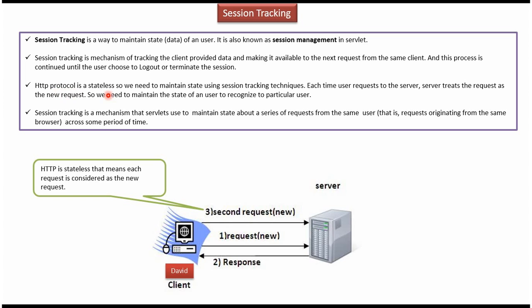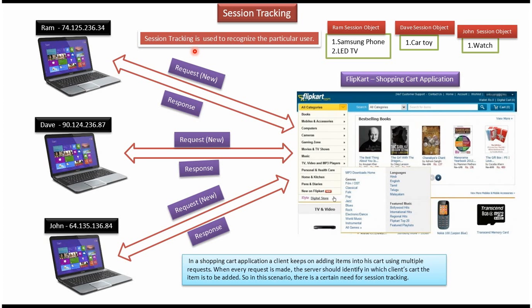HTTP protocol is a stateless protocol, so we need to maintain state using session tracking techniques. Each time a user requests to the server, it treats the request as a new request. So we need to maintain the state of a user to recognize the particular user. Session tracking is the mechanism that servlets use to maintain state about a series of requests from the same user across some period of time. Session tracking is used to recognize the particular user.